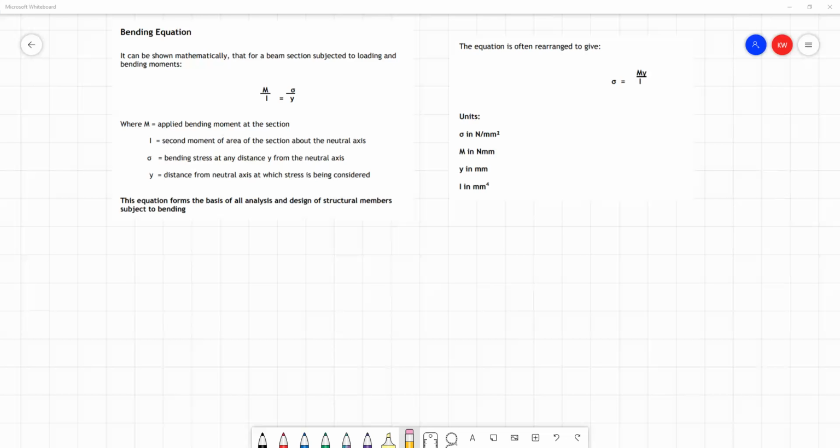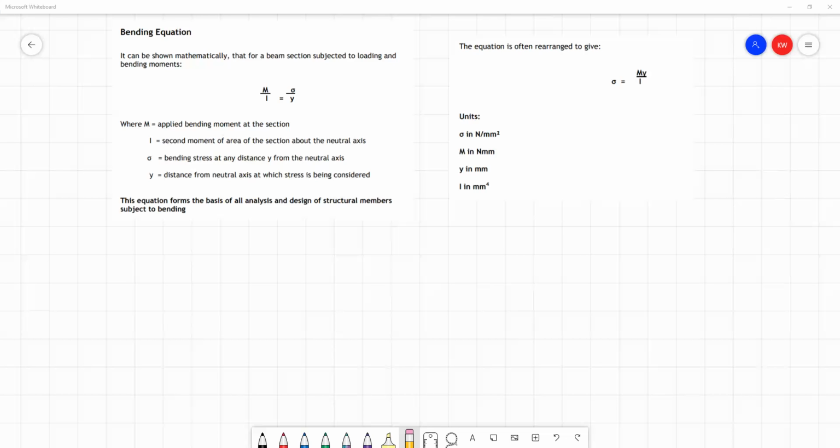Our units for length are millimeters and our units for force are newtons. So it means that sigma is going to be newtons per millimeter squared, because it's force per unit area. We already have encountered bending moment before, and specifically we're going to use newton millimeters, that's force times length. And y is going to be a distance in millimeters, like the distances we've encountered so far, and we've already been working with I in millimeters to the power of 4.